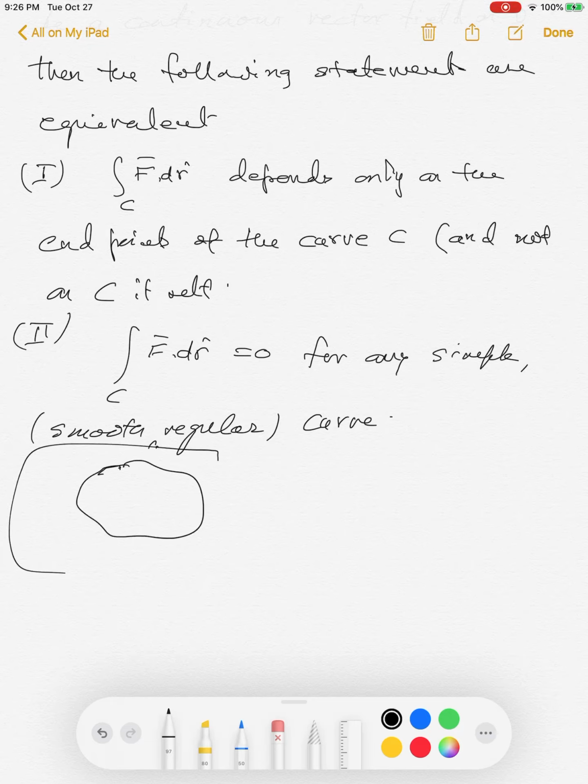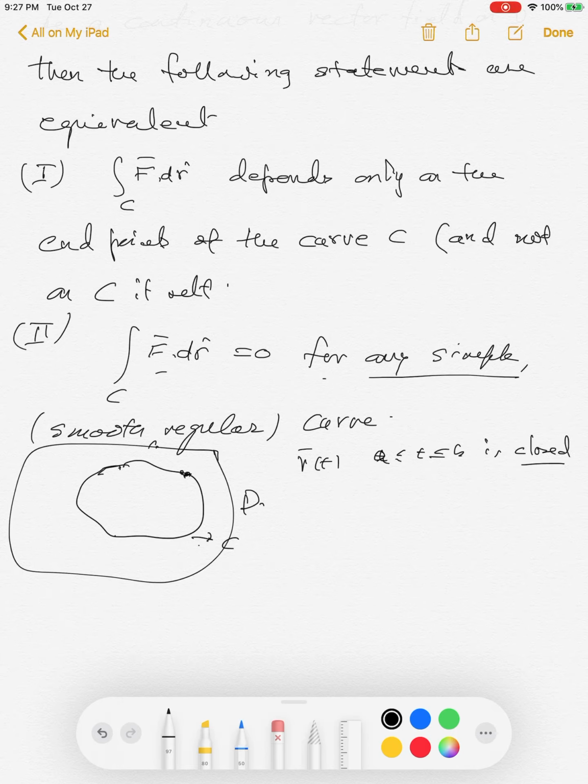So what is a simple closed curve? That means it avoids the figure 8 situation. You have a nice loop like this. This is a simple closed curve in the domain D. So for any simple closed curve, closed means its initial point and the final point must be the same. So that's what is meant by closed curve. So r bar t for t between a and b is closed if r bar at a equals r bar at b.